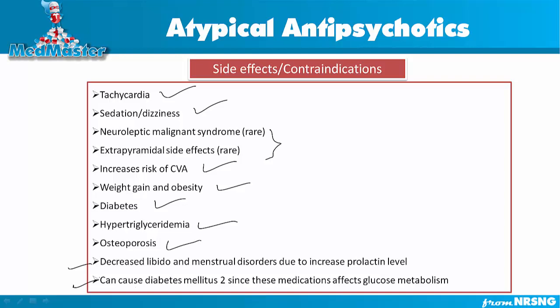And it can cause diabetes mellitus too, since this medication increases the resistance of insulin, and the medication affects the glucose metabolism. Now, the main two side effects we really need to know about this medication are neuroleptic malignant syndrome and extrapyramidal side effects. And these side effects are often tested on the NCLEX as well.